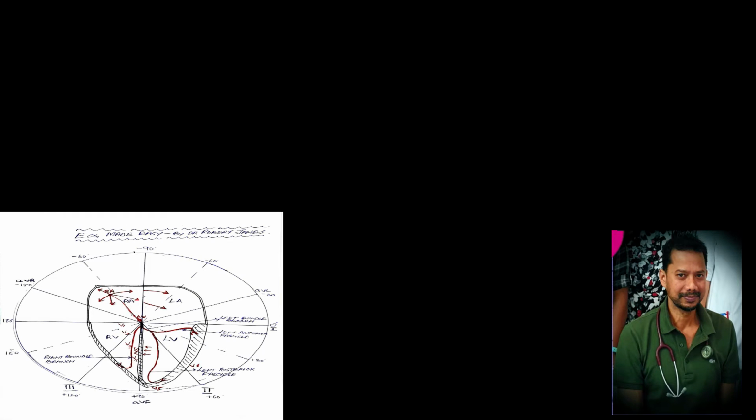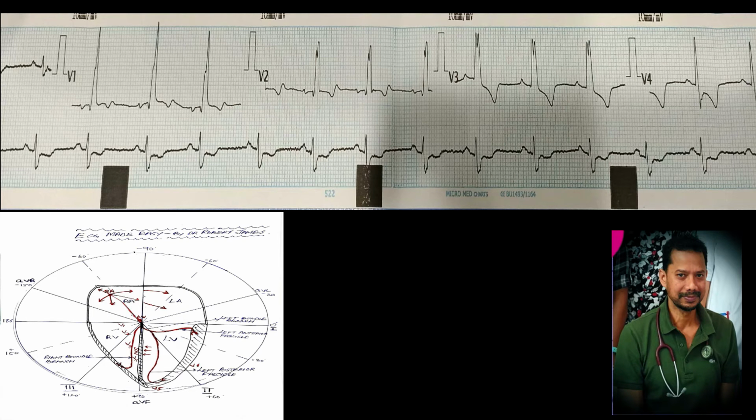Now you look in leads V1 to V6. These are anterior chest leads. Now in V1 you are seeing there is a P wave, a biphasic P wave. This is the positive component of P wave, which denotes right atrium, and the negative component, left atrium. So P wave is biphasic in V1. So this is a very important lead if you want to assess atrial enlargement, left atrial enlargement or right atrial enlargement or biatrial enlargement. Okay, then you look at the QRS complexes.